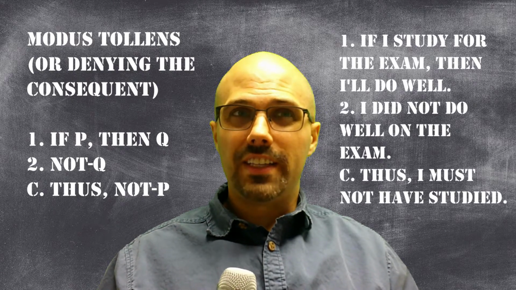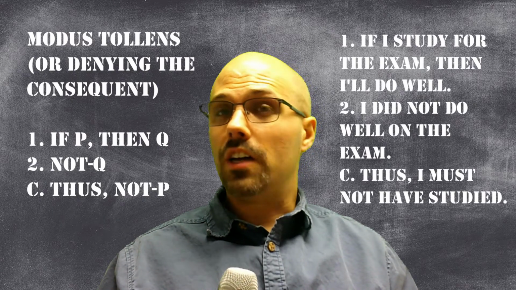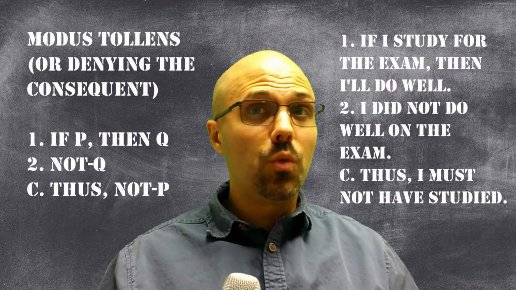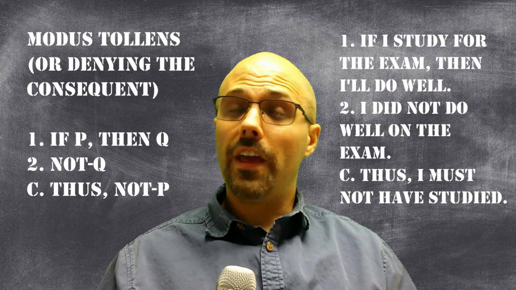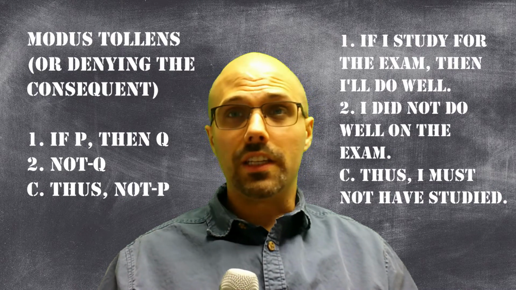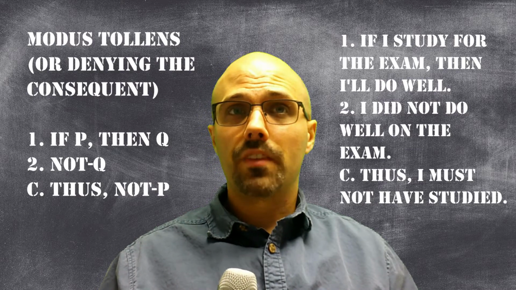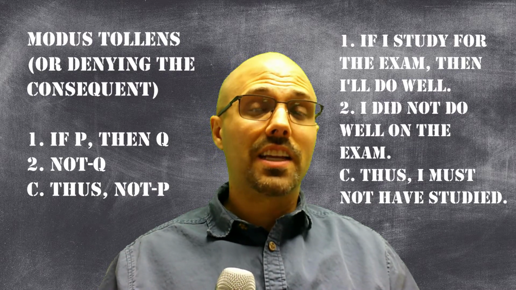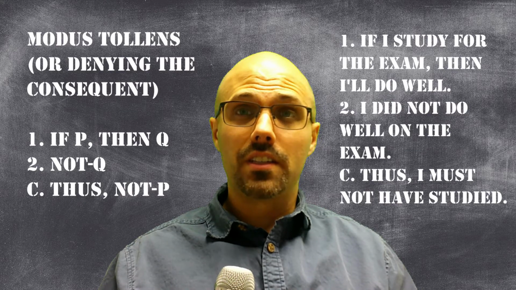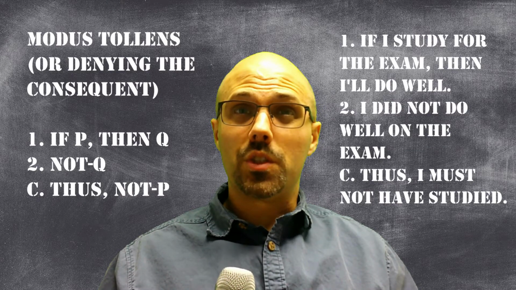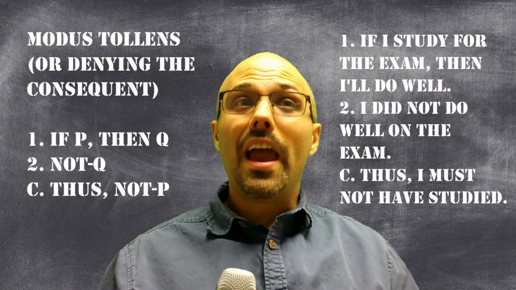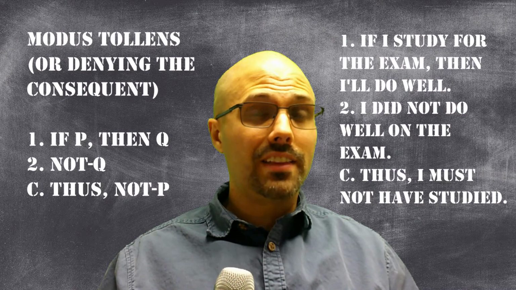And then a concrete example: if I study for the exam, I'll do well in it. I did not do well in the exam. That's the second premise. Therefore, I must not have studied for the exam, or I didn't study for the exam. Again, this conclusion necessarily follows as a valid argument. We assume the premises are true, so we assume this is a good rule, and we assume that you really don't get the desired outcome.